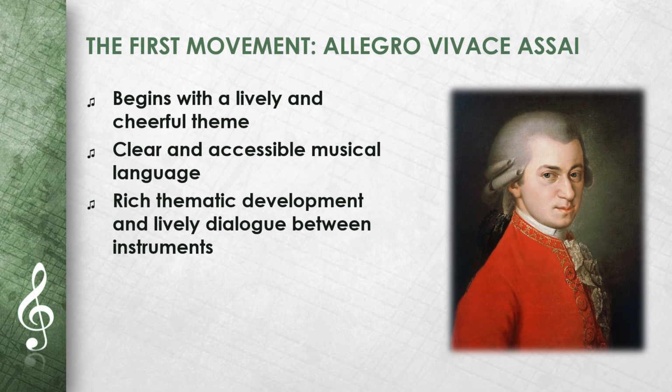The first movement, Allegro vivace assai, begins with a lively and cheerful theme that immediately creates an atmosphere of youthful vitality and optimism. The musical language is clear and accessible, with rich thematic development and a lively dialogue between the instruments. This movement shows Mozart's ability to combine complex structures with seemingly effortless melodic grace.